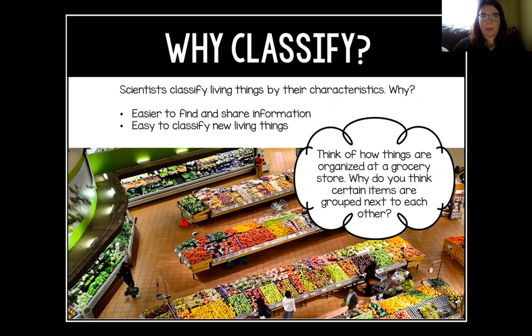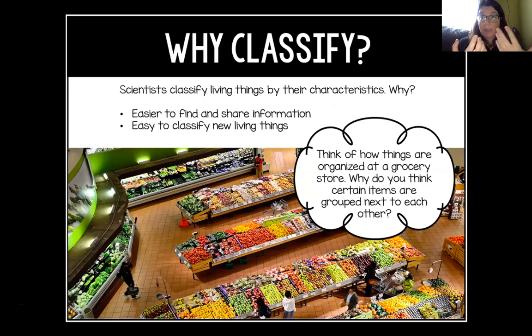Why classify? Scientists classify living things by their characteristics because it's easier to find and share information, and it's easy to classify new living things. Scientists are still discovering new life. We're still discovering new species.